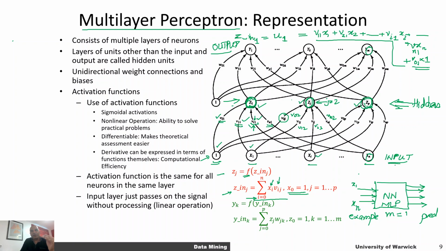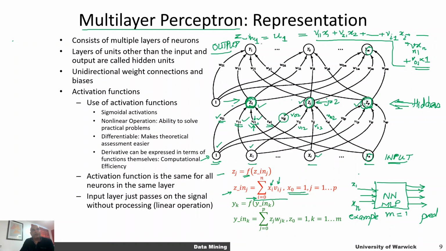The placeholders, these neurons in the input layer, they just accept the feature values. They don't do any processing on them. They pass these feature values on to the neurons in the hidden layer. And then this is the structure of a multilayer perceptron.